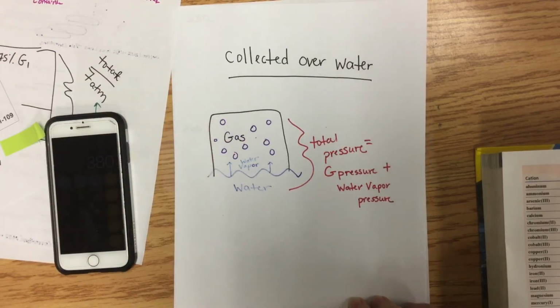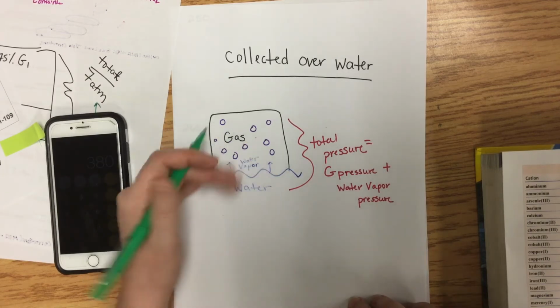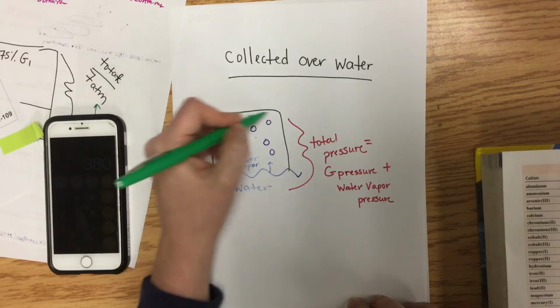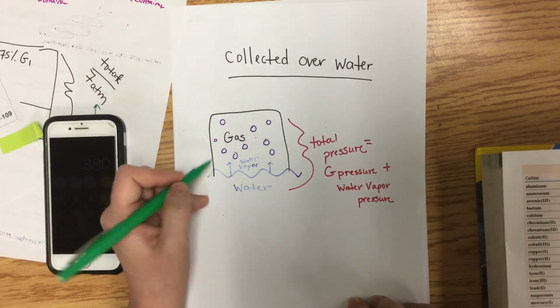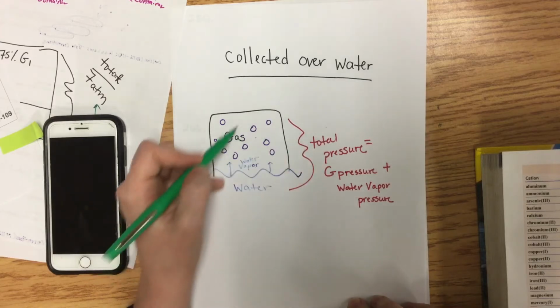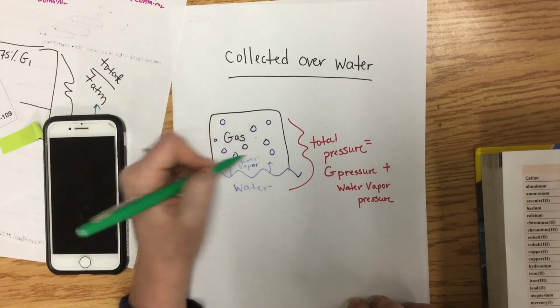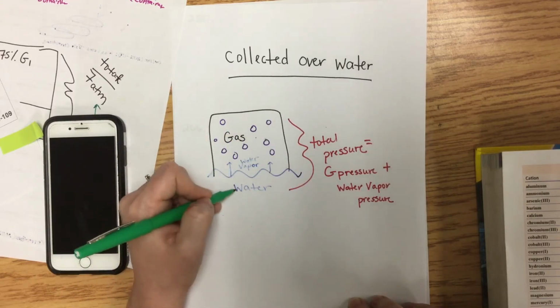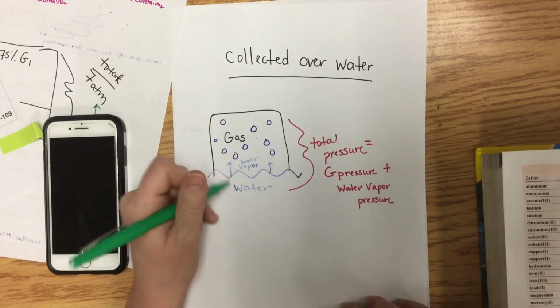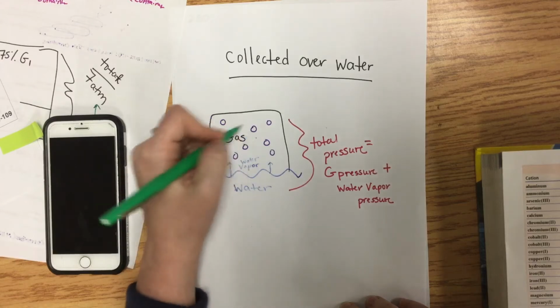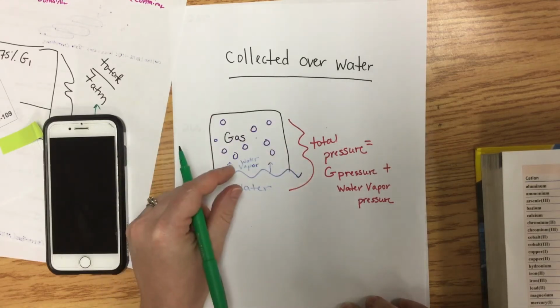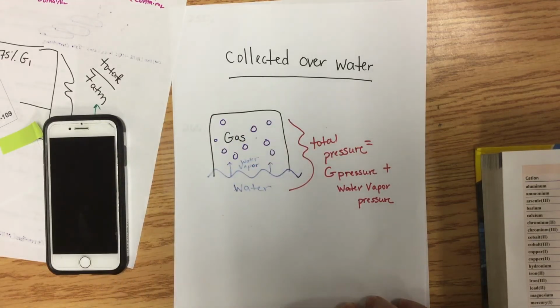Sometimes scientists collect a gas over water, so they'll do the reaction and water will be involved, and you've got your gas trapped, but there's water at the bottom of the container. The total pressure in this container is the pressure of the gas, but we have to remember that water, because we learned about vapor pressure, water vapor also is pushing up, and so it's adding to the total pressure. It's a very small amount, but it is adding to the total pressure.